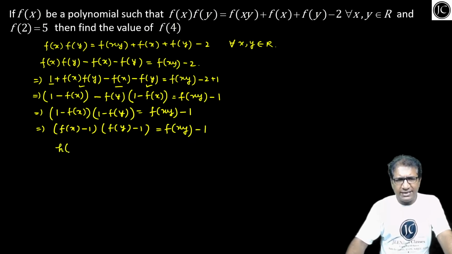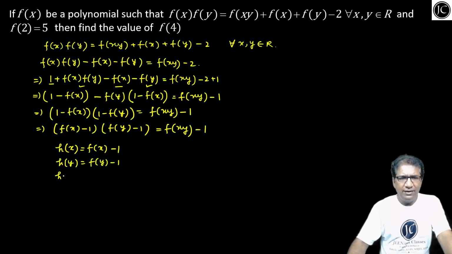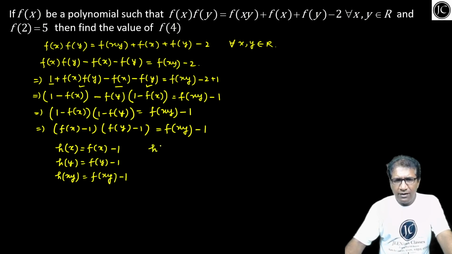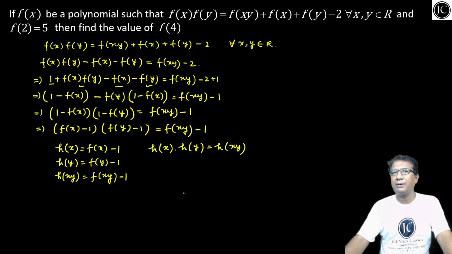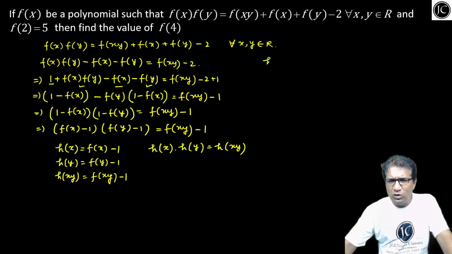चलो बच्चों एक काम करते हैं, फिर सेम मेथड. लेट अस से hx is fx minus 1. मतलब क्या हुआ? hy will be fy minus 1, hxy will be fxy minus 1. मतलब क्या हुआ मेरा? Equation is coming something like this: hx into hy is equals to hxy. Okay? So देखो बच्चों, यहां पर मुझे फिर से स्टैंडर्ड फंक्शनल इक्वेशन मिल गया. hxy is hx into hy.